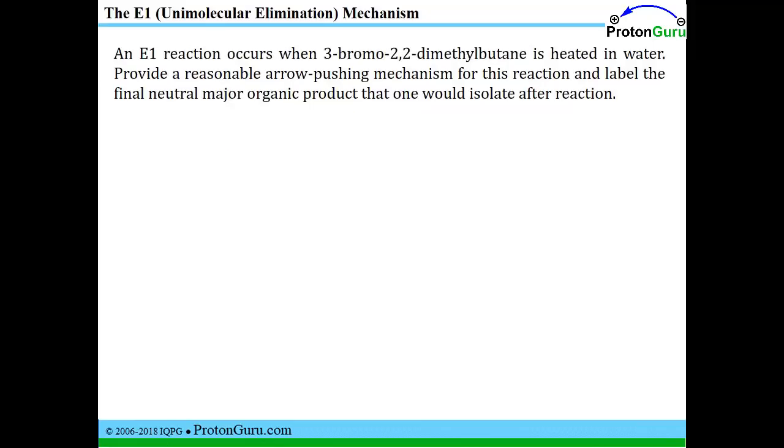We now have another E1 reaction question, and this time the substrate being heated in water is 3-bromo-2,2-dimethylbutane. Set this up. And we know that the first step of an E1 reaction is heterolysis, leading to the carbocation. In this case, our carbocation is secondary initially, and there is a tertiary carbon directly adjacent to it. This is the ideal condition for a carbocation rearrangement prior to any other steps of the reaction.